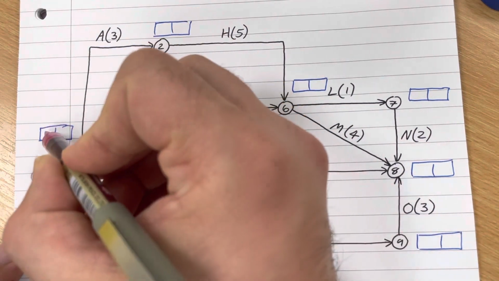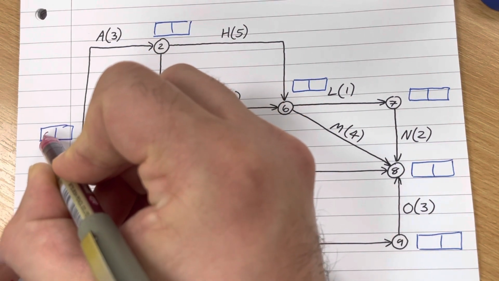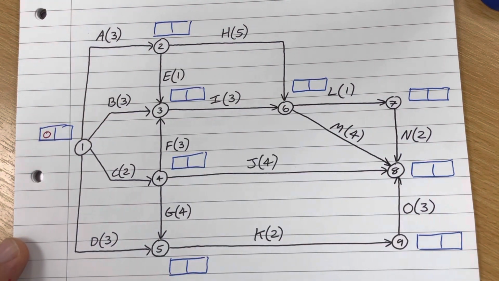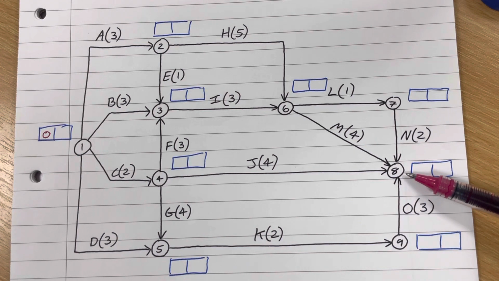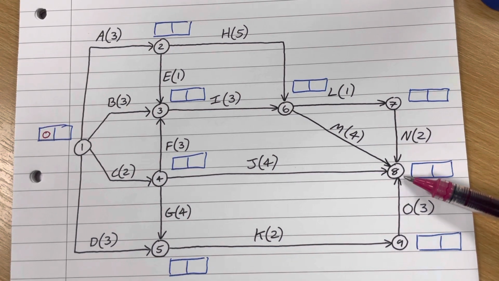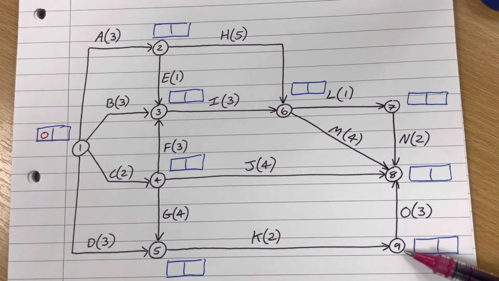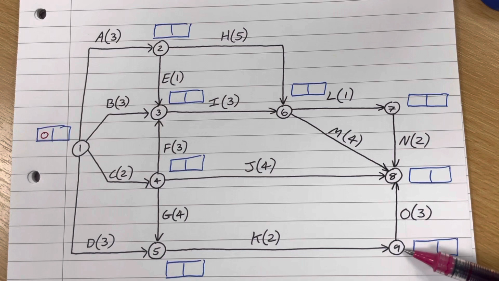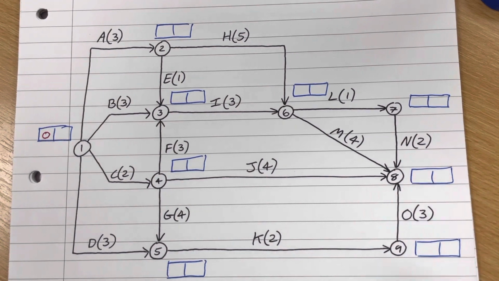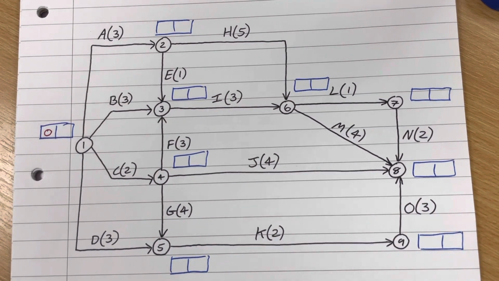Okay, so to start, we're going to do the forward pass. We're going to pop a 0 in the left-hand box of the start node. This is the start node because it's the only node that only has arrows coming out of it. And this is the end node, okay, not node 9, because this is the only node that has arrows only going into it. Node 9, despite being a bigger number, actually has an arrow coming out of it, so it is not the end node. There'll be exactly one start node and one end node for any CPA network.